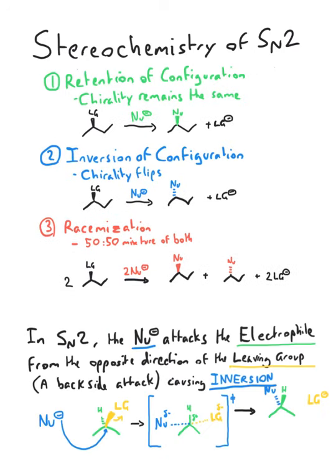In SN2, the nucleophile has to attack the electrophile from the opposite direction of the leaving group, what we refer to as a backside attack. This causes an inversion in the reaction. So SN2 causes inversion.